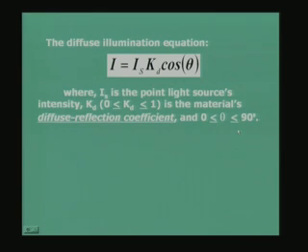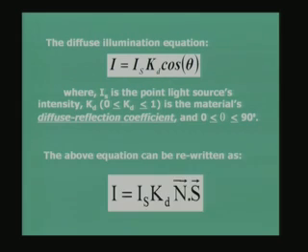So, this is the diffuse illumination equation which we have, Is Kd cosine of theta, and the above equation can be rewritten in the following manner. This is what is usually followed: Is Kd and a dot product of the N and S vectors. Cosine of theta can be visualized this way, assuming N and S to be unit vectors. If they are not unit vectors, then you better normalize them.